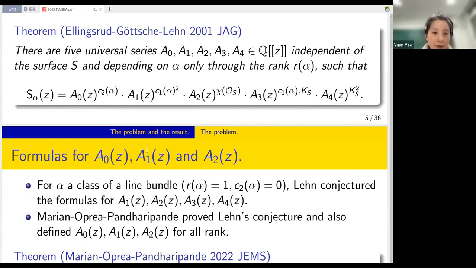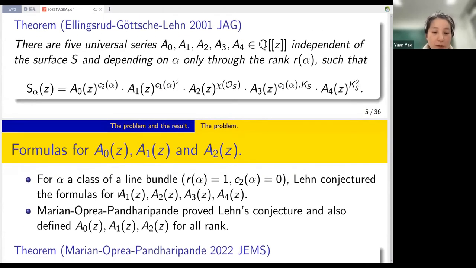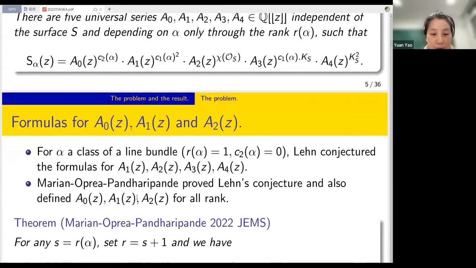Right. So you can also choose another class of rank 1 sheaf, but with a second Chern class not 0. But they still have A1, A2, A3, A4 that should coincide with the line bundle case, since this universal series only depends on the rank. So Lane conjectured the formula for A1, A2, A3, A4, and Marian, Oprea, Pandharipande proved Lane's conjecture.